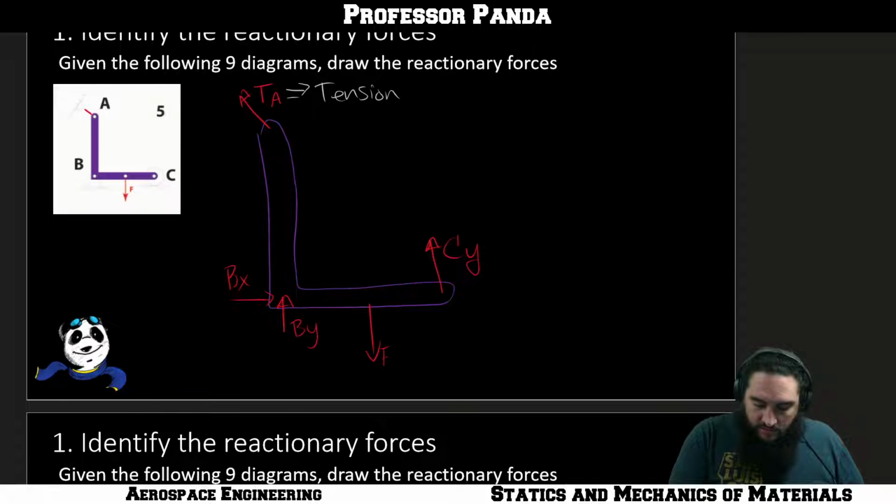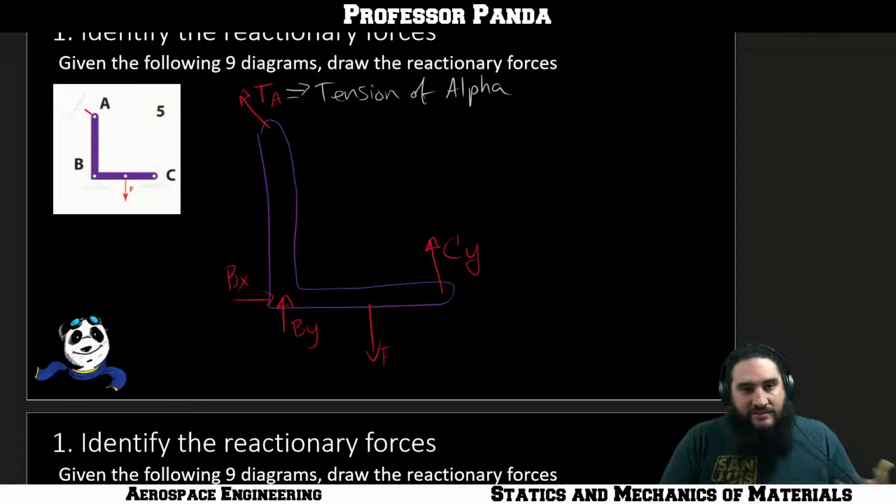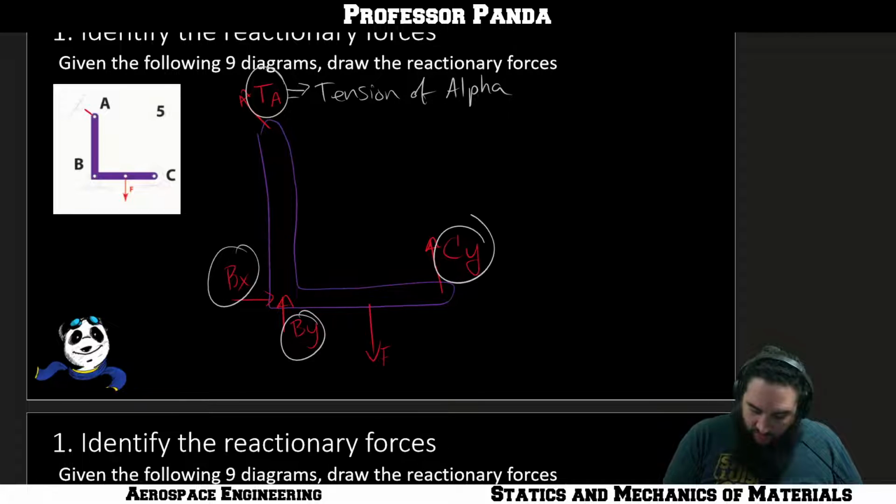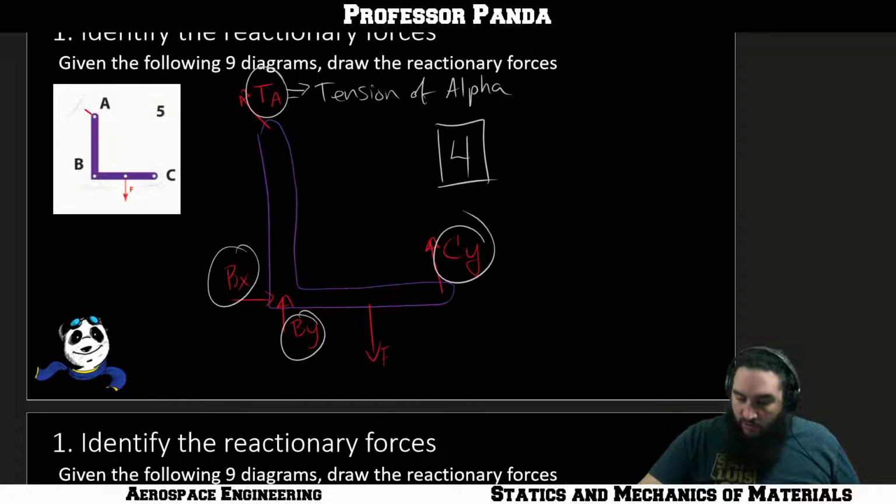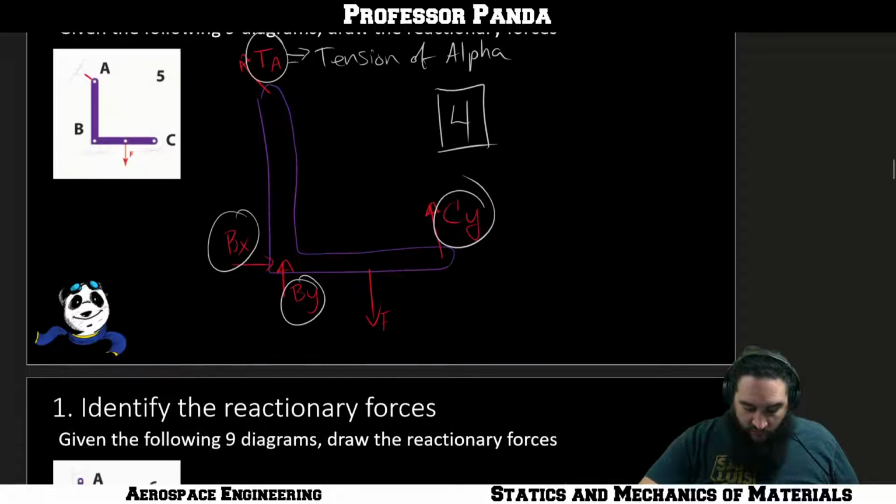Tension of alpha. And I just say alpha because when we're speaking to each other and we see A, B, C, sometimes we get a little bit confused, so I substitute in other words so that we're clear on what point I'm exactly talking about. Okay, so let's go ahead and circle our reactionary forces. 4, and so our answer for this one is going to be 4 reactionary forces.